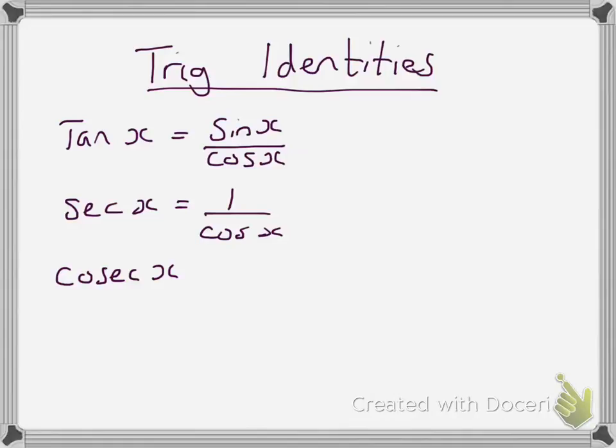Cosec of x, cosecant, is the same as 1 over sine of x. And also cot of x, cotangent, is the same as 1 over tan of x. Those are important things to remember and will be useful in the future.